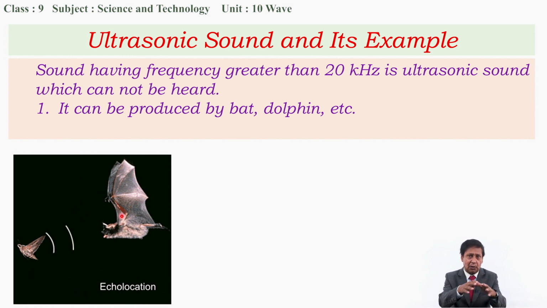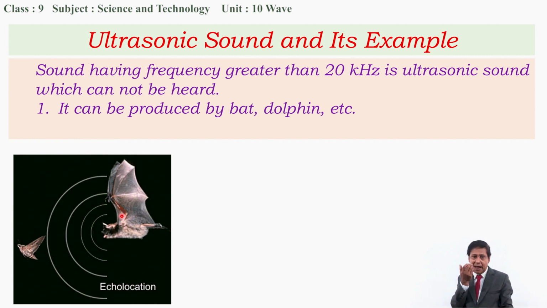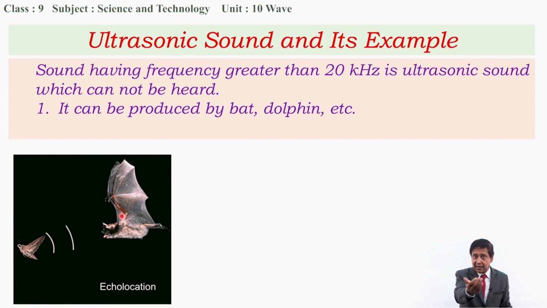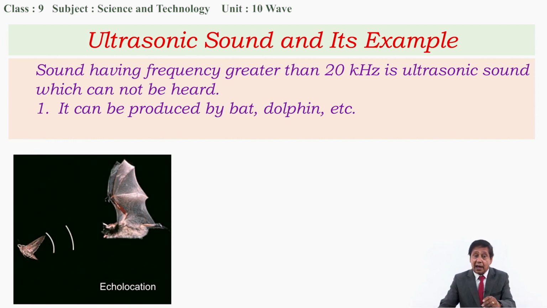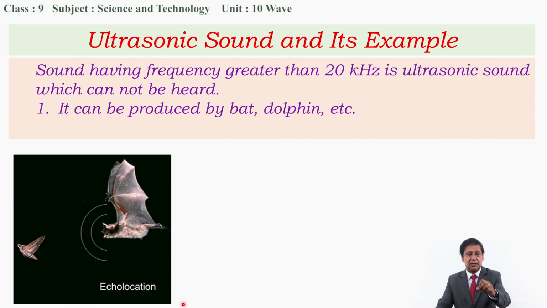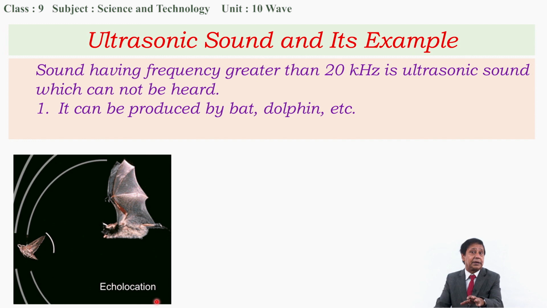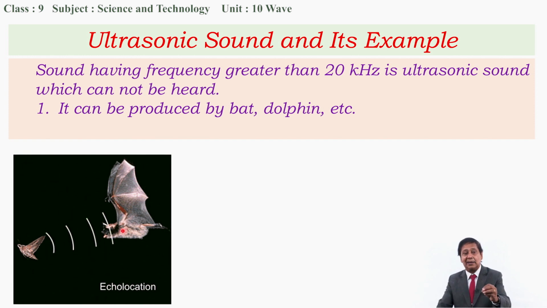And when it moves forward and strikes the prey, then it reflects back from that prey. I mean to say, the reflected sound comes to bat again, and the bat will be able to locate that. This is called echolocation of sound. With the help of ultrasonic sound, which is reflected back by prey, the prey can be detected by a bat, and bat can attack that prey.